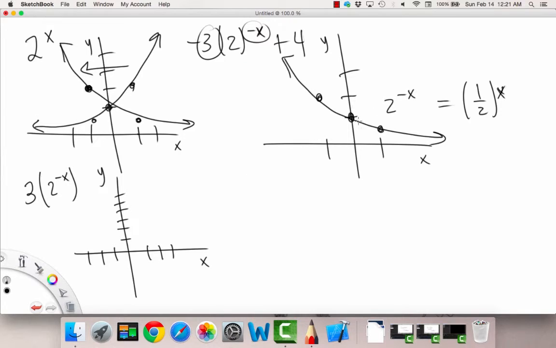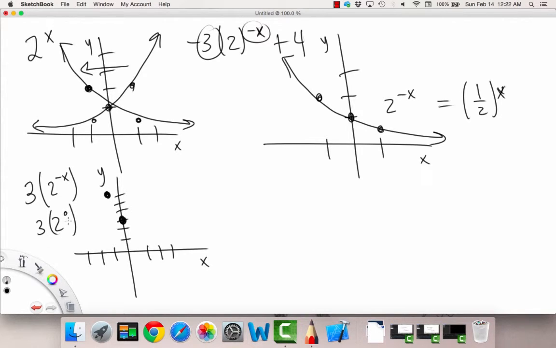So when we plug in a 0, let's see what we get. We have 2 to the 0 times 3, so that's 3 times 1. So our vertical intercept is going to be 0, 3. And then let's say we have a negative 1. If we plug in a negative 1, we would get 3 times 2 to the 1 power. So we just get a 6. So that would be the point negative 1, 6.